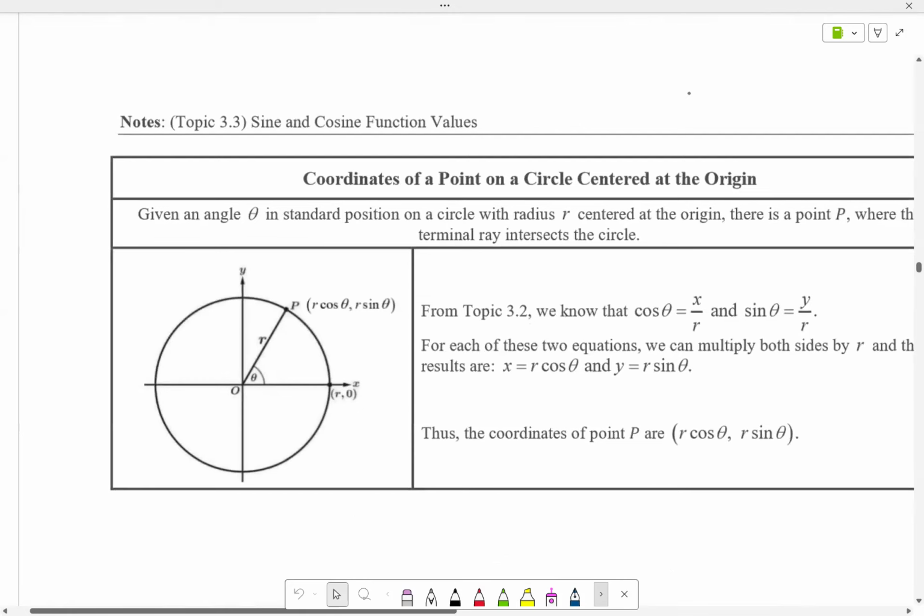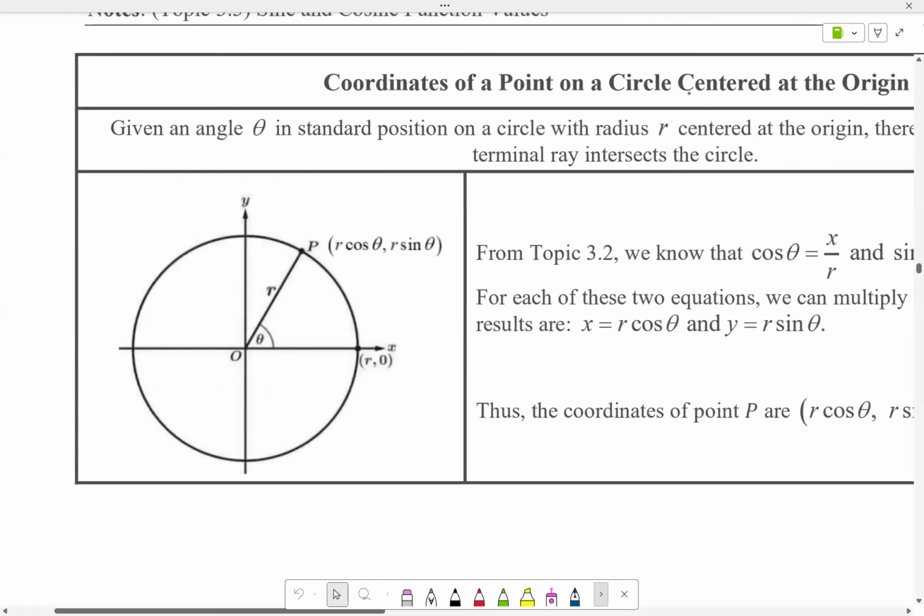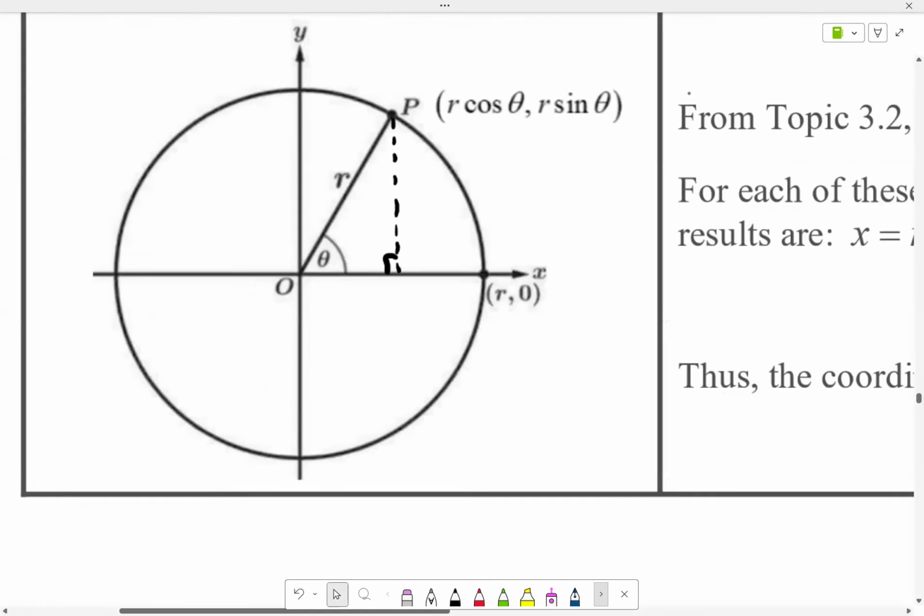Okay, so today we're doing 3.3. We already actually did 3.3 because unit circle is part of this. So this point P makes angle theta. Do you see where the reference triangle is there? To make a reference triangle, you always go straight to the x-axis.